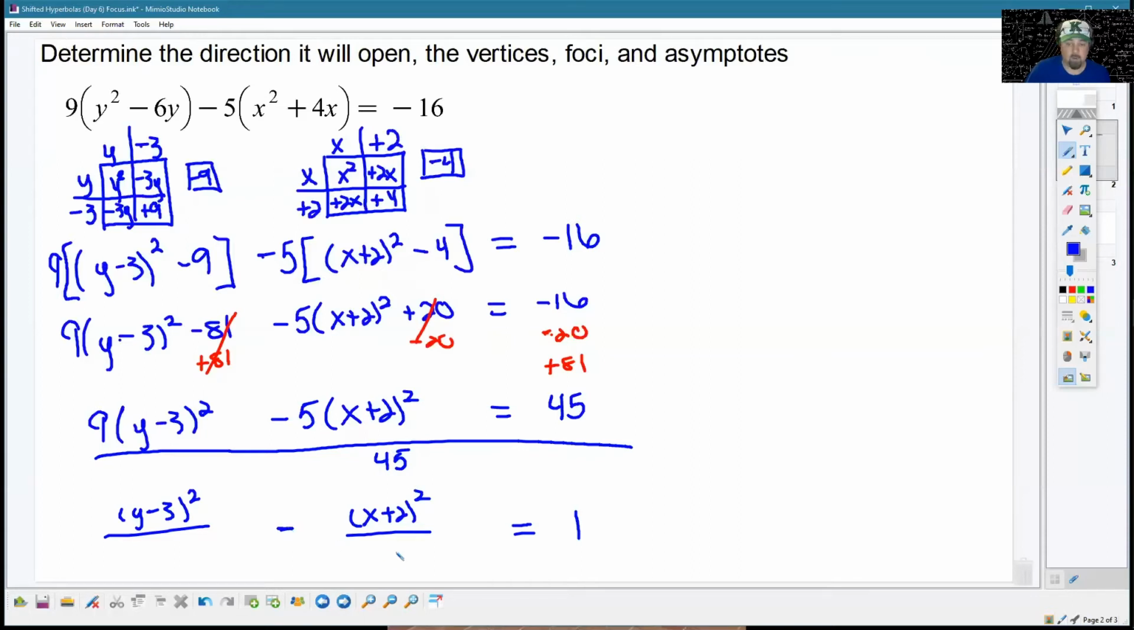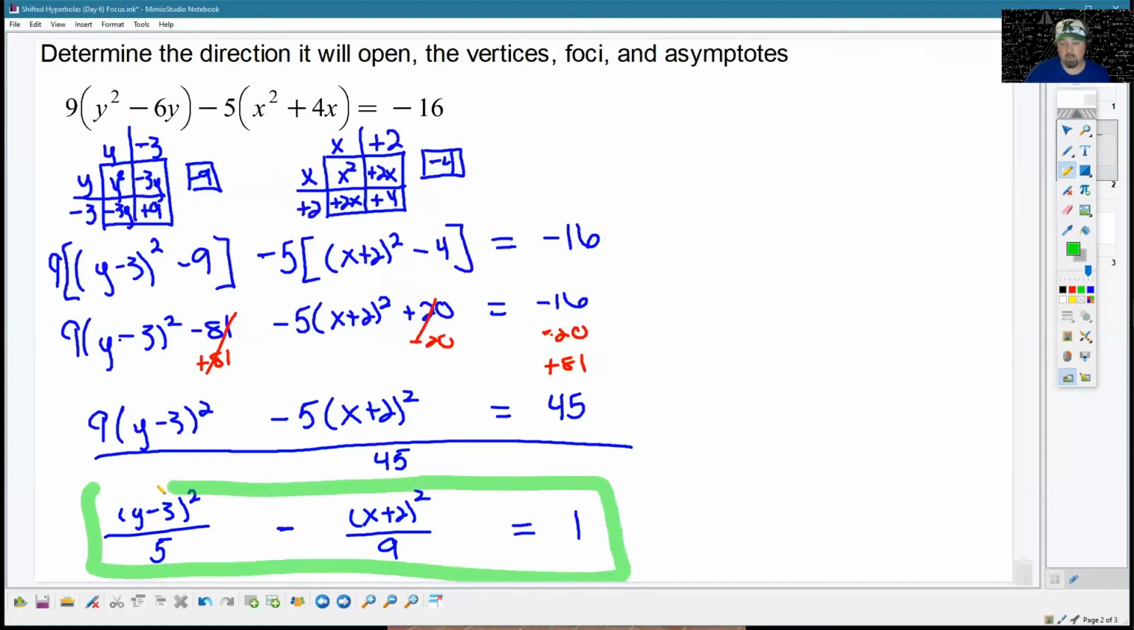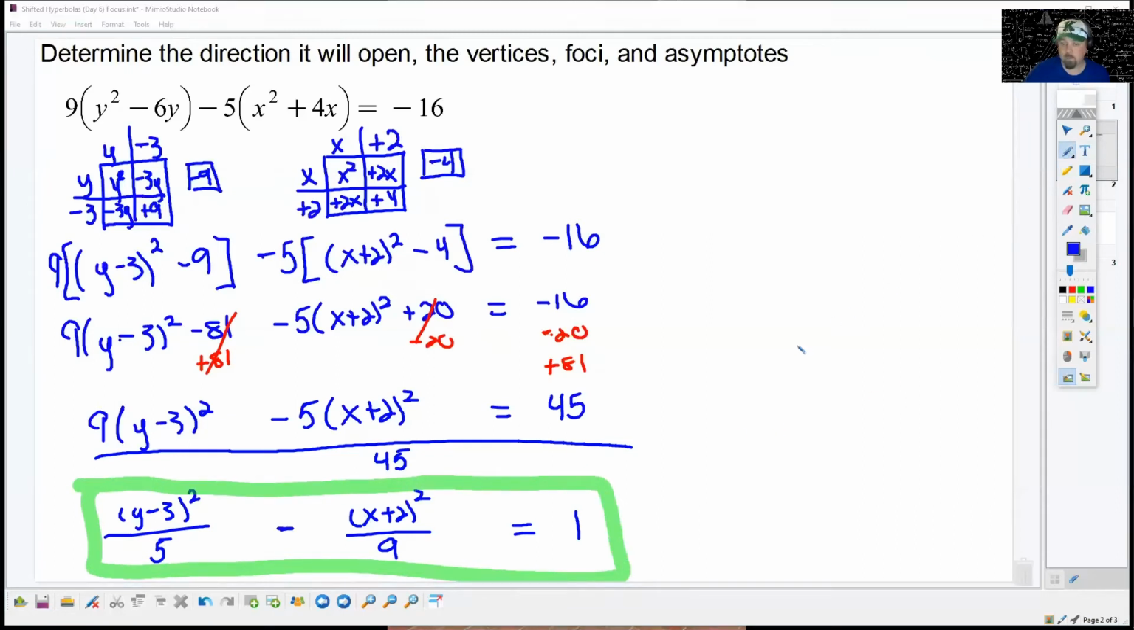5 and 45, that means there's a 9 down here. And this is going to be a 5 down here because 9 divided by 45 is 1/5. 5 divided by 45 is 1/9. There we are, we're in graphing form. And there's a lot of stuff that we can determine from this one right off the bat.